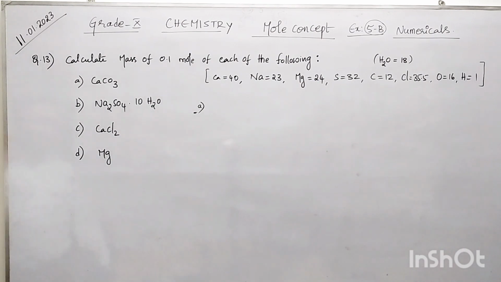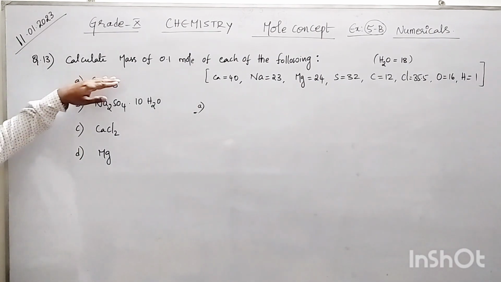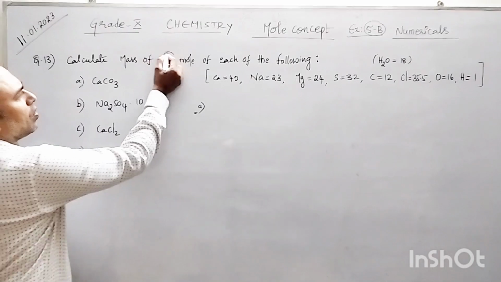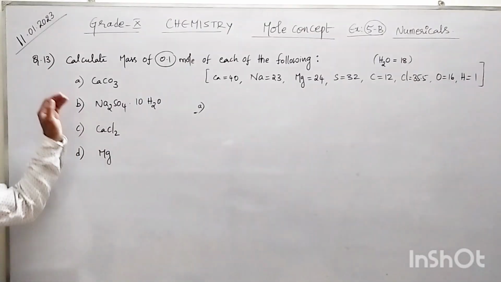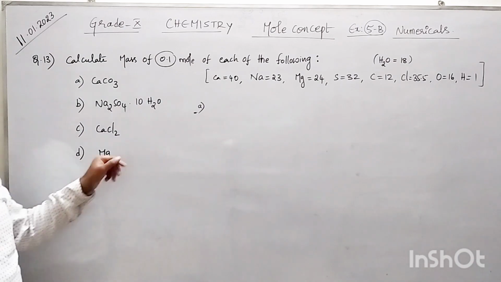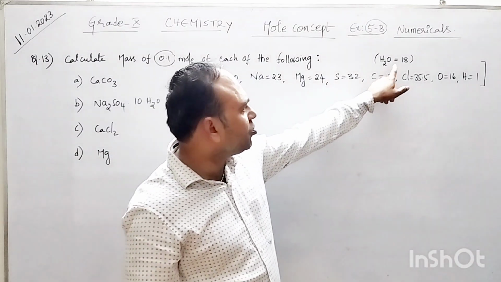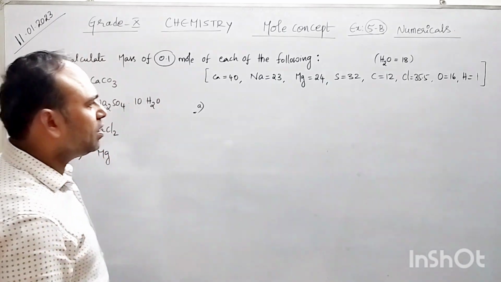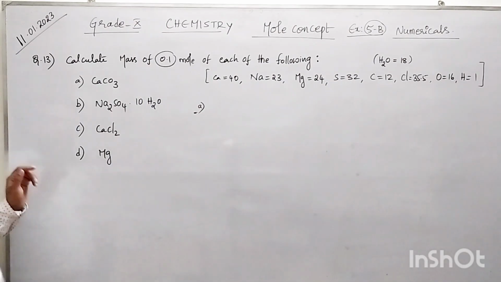Now try to solve question number 13 here. They have asked here, calculate the mass of 0.1 mole for each of the following compounds, and here magnesium they have taken. See, in the bracket you also have the atomic mass, and for H2O I have written 18, the molecular mass of water. Now how to calculate that?